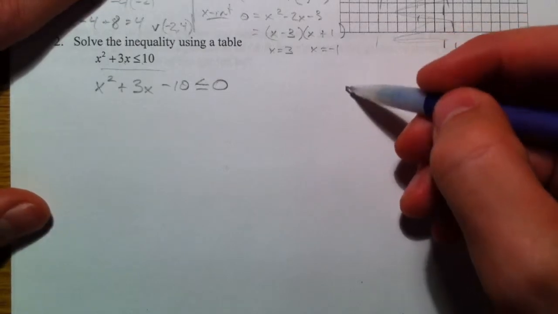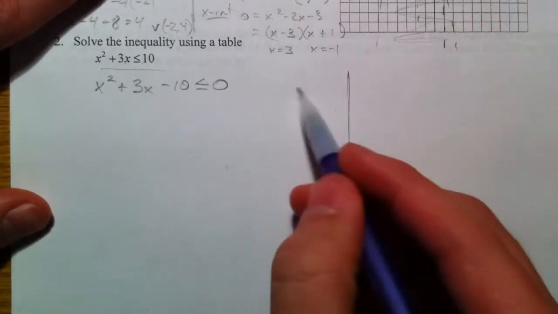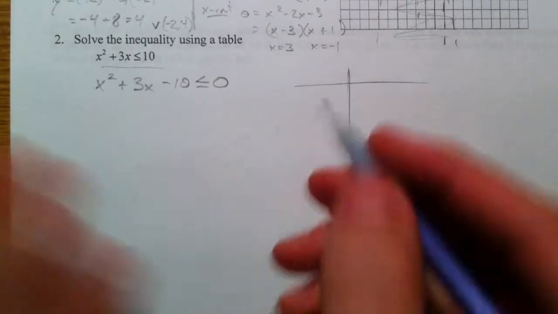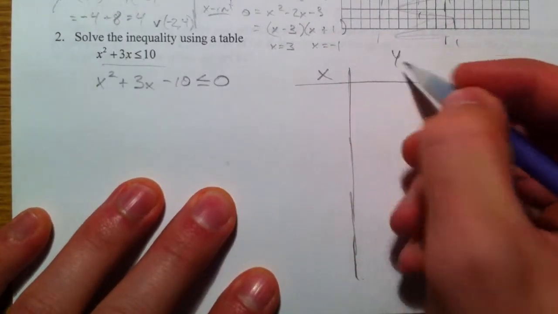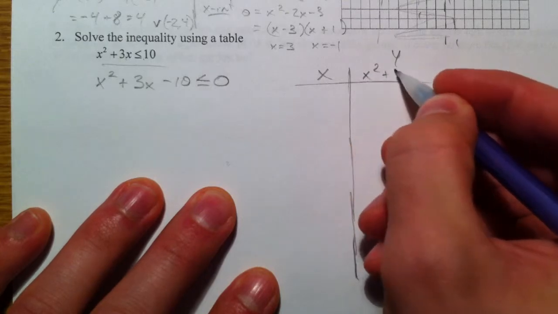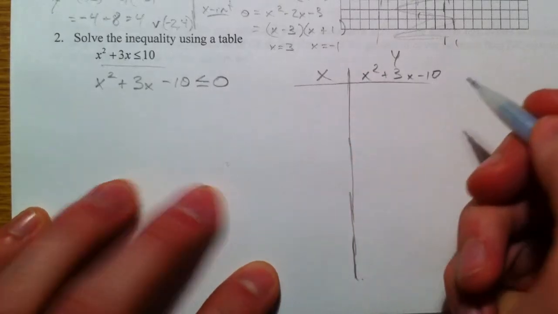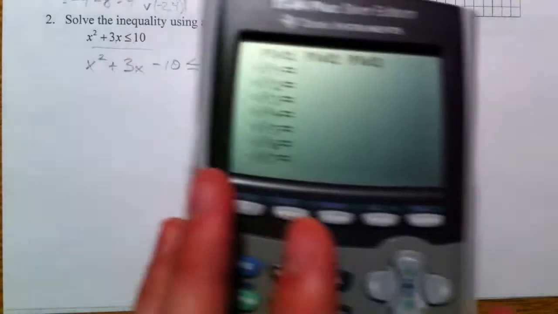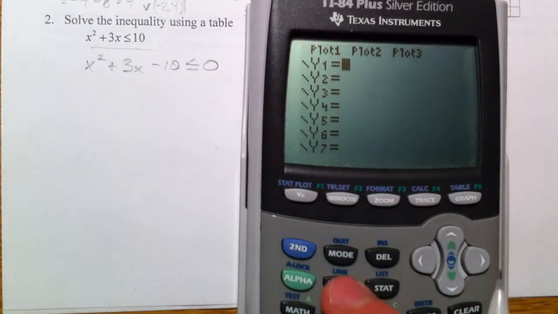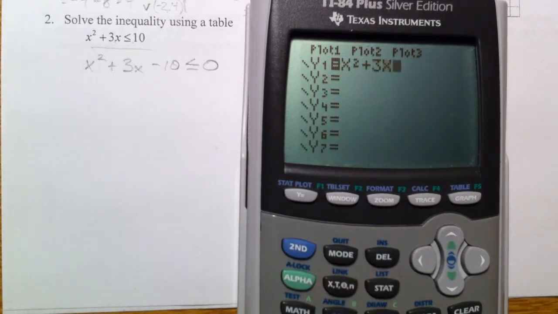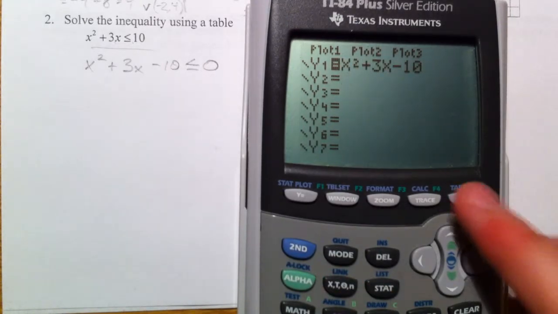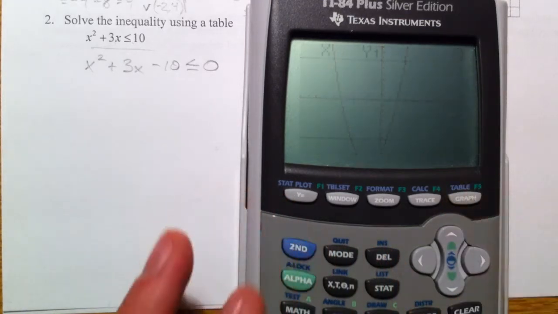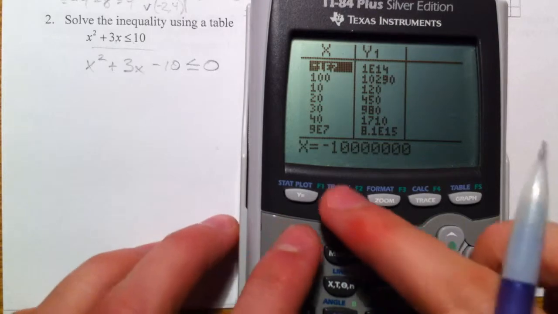And I'm going to show you what I mean by a table. We use a table of values, make this x, make this y, or in a sense, x squared plus 3x minus 10. Utilize the table in the graphing calculator. I'm going to enter y equals x squared plus 3x minus 10. Oops, I didn't mean to graph it, but we're going to use that to our advantage in a second.